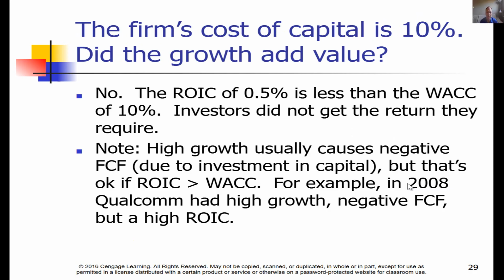So the firm's cost of capital was 10%, and we ask, did the growth add value? The answer so far is no, because you borrow at 10%, you invest at 0.5%, so you are losing 9.5% on your money. And they note here that high growth usually causes negative free cash flow. You're selling more stock, you're borrowing more money, you're investing to expand. But that's okay if ROIC is greater than WACC. For example, in 2008, Qualcomm had high growth, negative free cash flow, but a high ROIC.